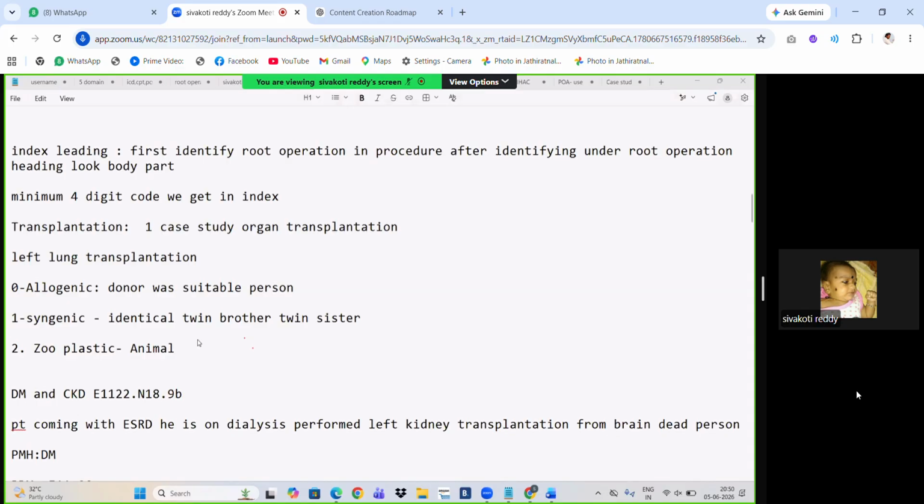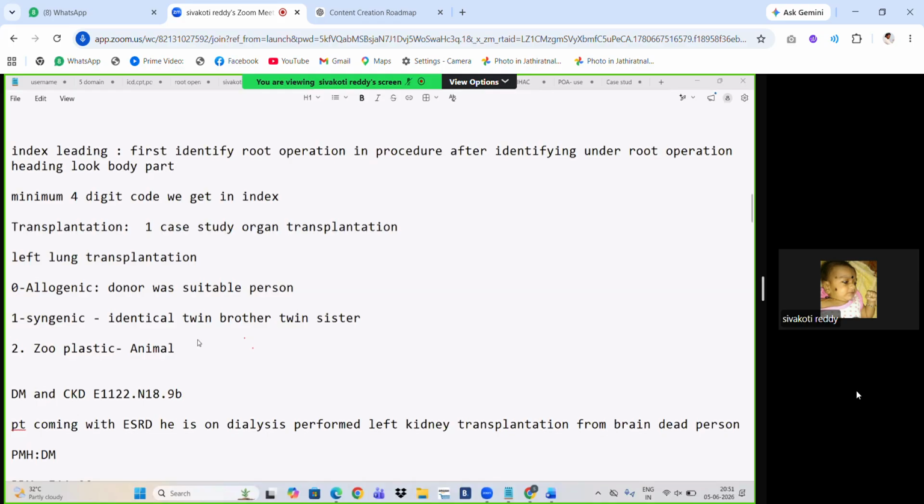No need to use the tabular list also for transplantation procedures. 6 digits you will get anyway in the index. Just you need to identify allogenic, syngenic, zooplastic. Allogenic 0, syngenic 1, zooplastic 2. For the 7th character, they will give the options, right? If you go to those options in the tabular list, just check what allogenic means, what syngenic means, what zooplastic means. If you understood, then it is easy to find the code.